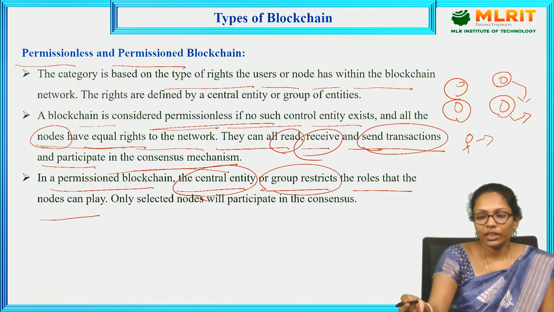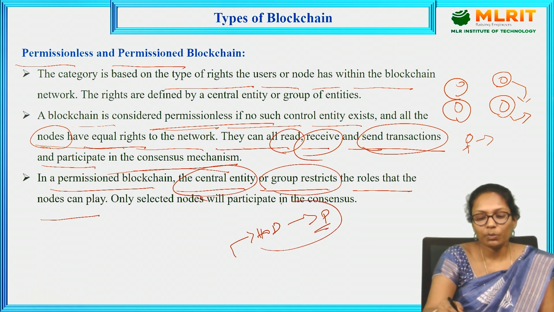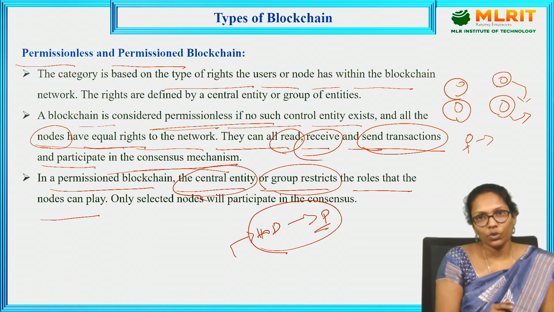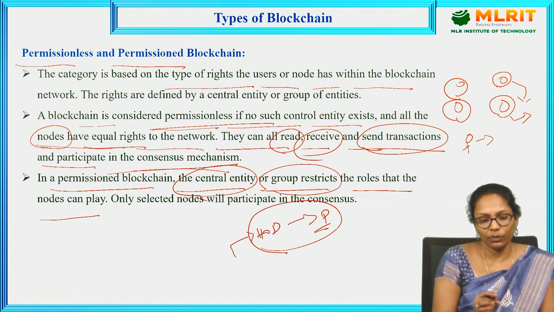For example, if a faculty member wants to take a leave, there is some order, right? First he needs to take permission from the HOD, then from the principal. There is an order, and we have a group of people here. So in the private or permissioned blockchain, there may be a single central authority or a group of central authorities to control the network.